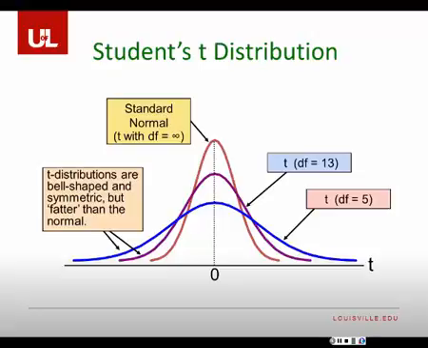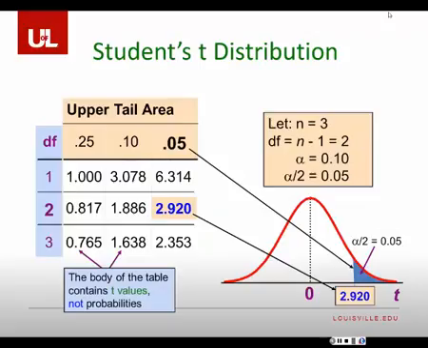Alright? So the t distribution takes into account that we're using sample statistics, which have an error to them. And it does that by adjusting the confidence interval. It does that by making the confidence intervals wider.